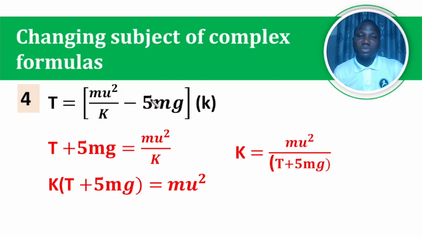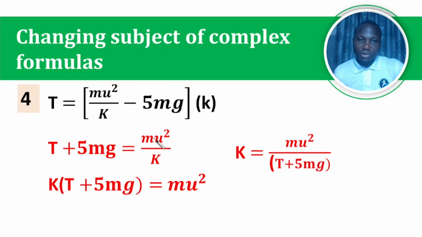Now this 5mg, look at where my subject is. My subject is here, and this term now is being subtracted from my subject. So to remove this term, move it to the left hand side, or just say add 5mg to both sides. So if we add 5mg to both sides, we'll have t plus 5mg is equal to mu squared over k.